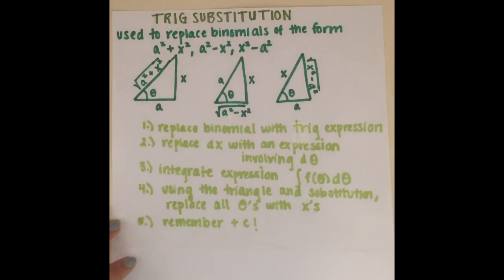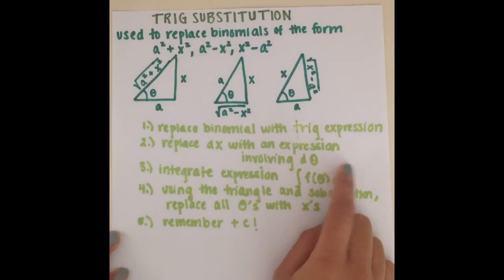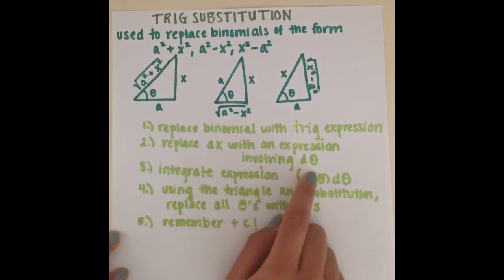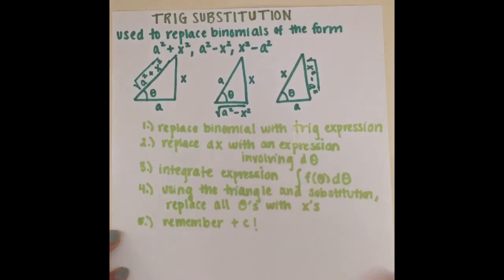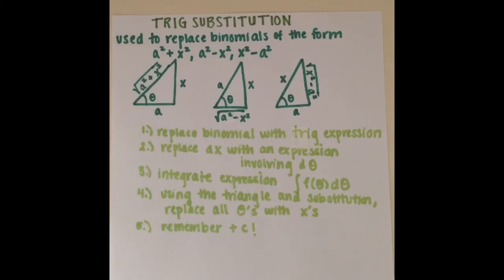So this is the method used in trig substitution. First, you replace the binomial with a trig expression. We'll show this in the practice problems. And then you replace the dx with an expression involving d theta. So you try to replace all the x's with thetas. After you integrate the expression with the function in terms of theta, and then using the triangle and substitution, you replace all the thetas in the expression that you get with x's. And you always have to remember the plus c if it's an indefinite integral. Now we will do some practice problems to evaluate some integrals in which we will use trig substitution.